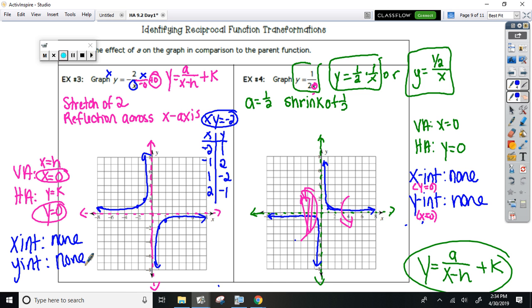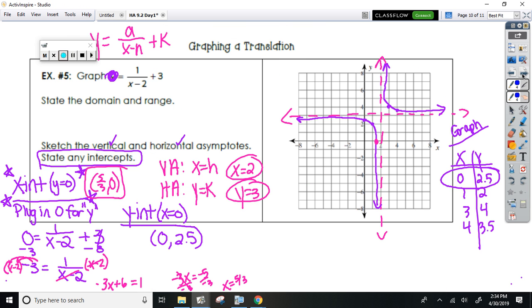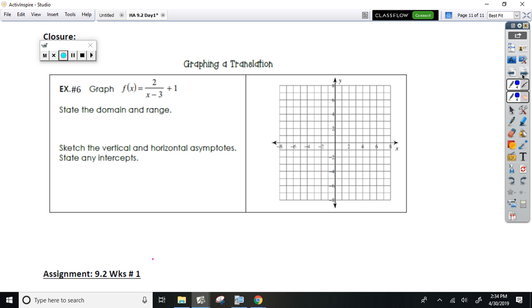All right, last question I wanted to go over was the closure, because we all did number 5 in class on the video. So let me switch out to our closure real quick. So for the closure, even though it asks for domain and range first, that's not going to be your first step. Always find your asymptotes first.